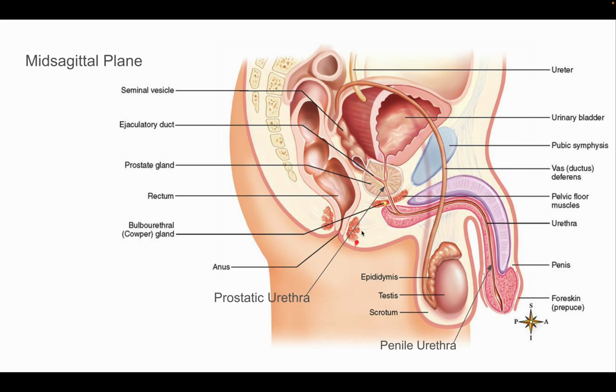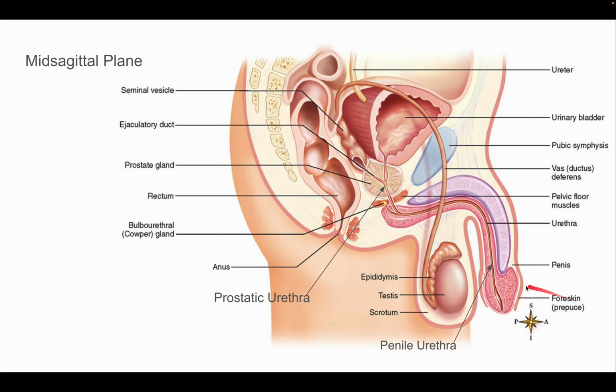Then I included this one. This is the prostatic urethra. We call that prostatic urethra because it runs through the prostate gland. Then we have our epididymis, obviously, and then our testis, and then our scrotum. Then we have our penile urethra here because it runs through the penis.